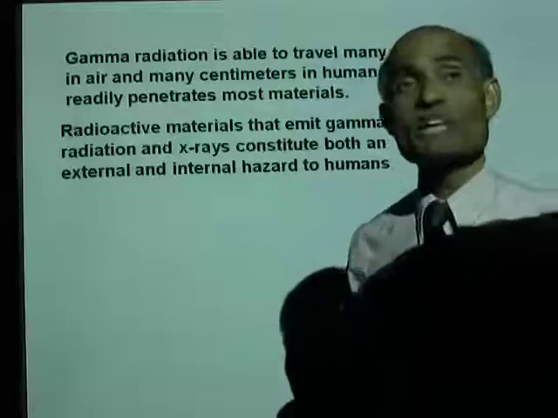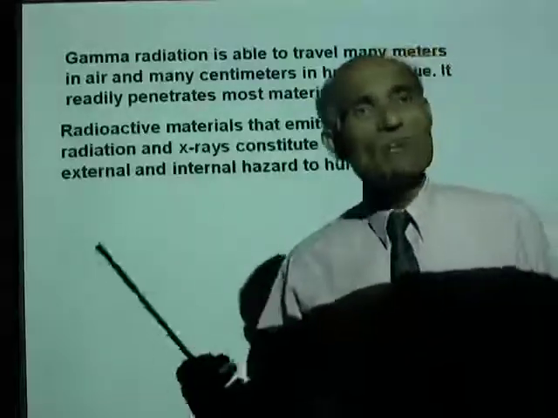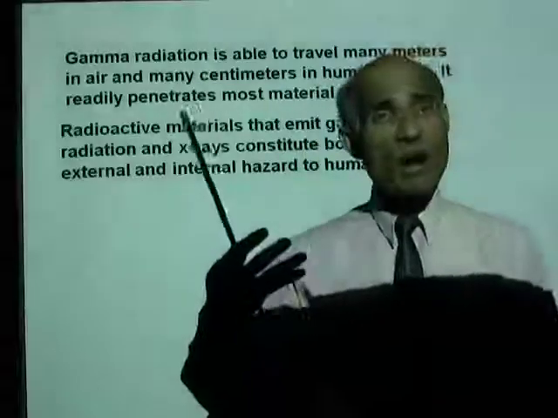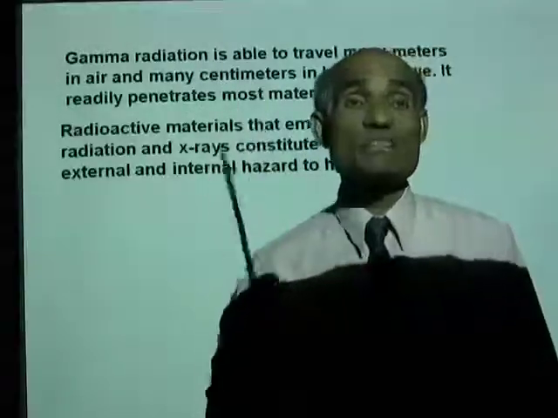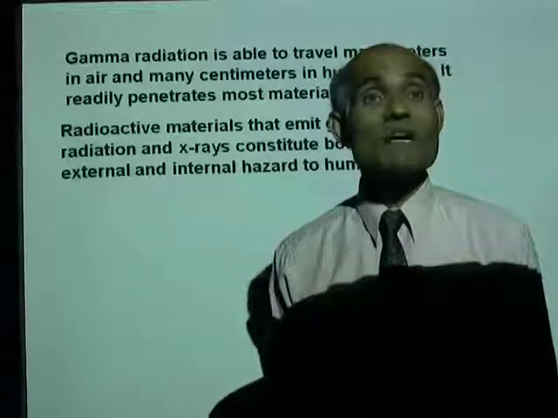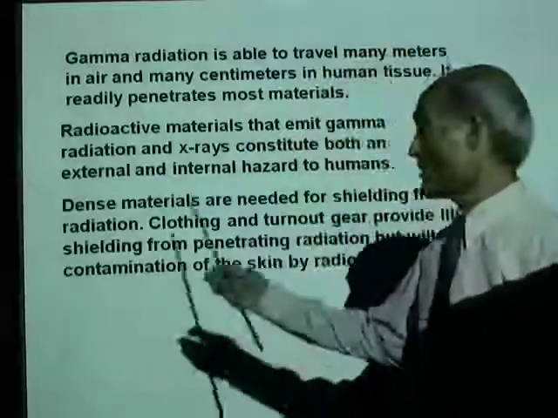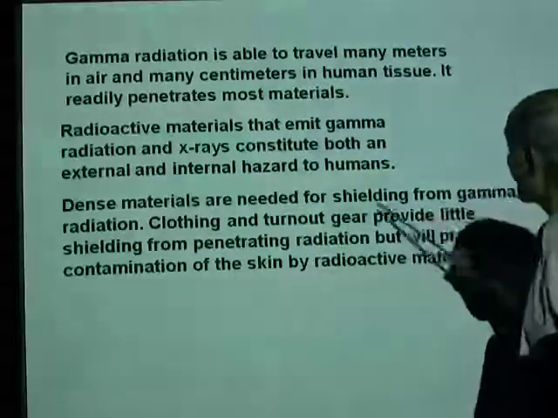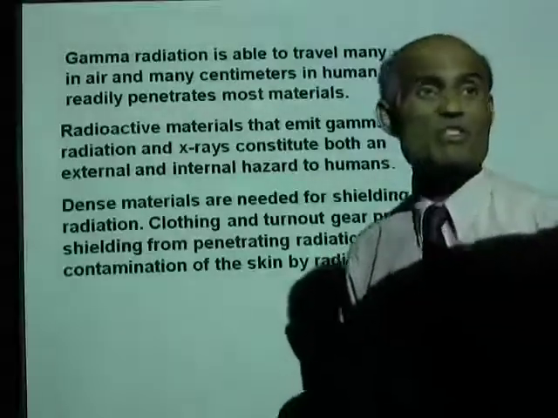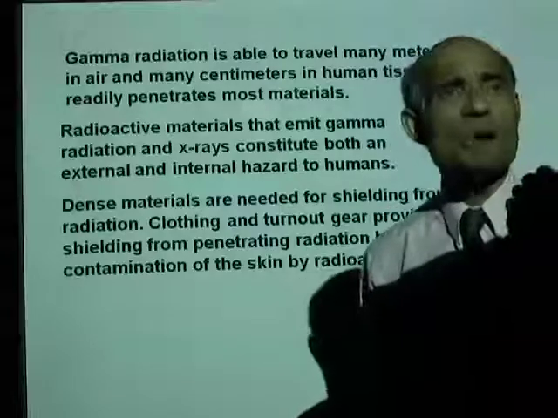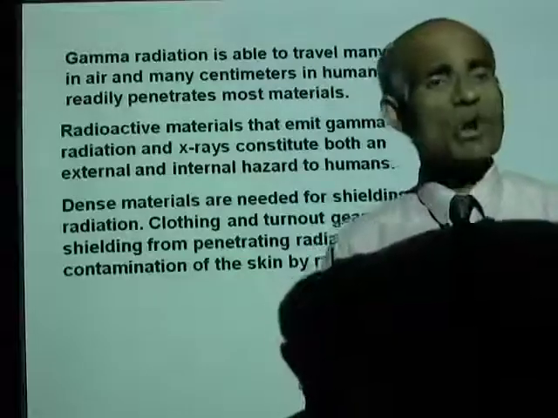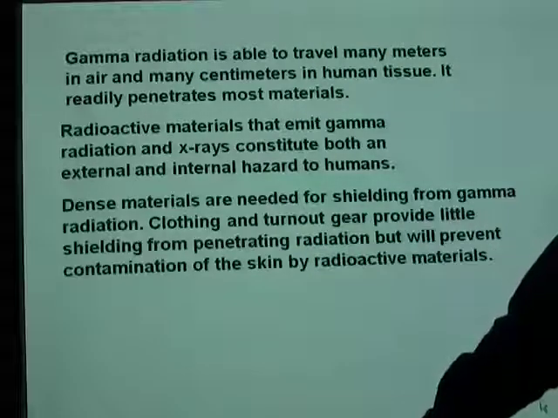So when we talk about the hazardous radiations, mostly we are talking about gamma and X radiations, which are very harmful to the human tissues. Well, that doesn't mean the other radiations are not. Alpha and beta are also damaging. Now, dense materials are needed for shielding from gamma radiations. In fact, gamma radiations really cannot be stopped by thick clothing. Strong gamma radiations can be stopped only by thick lead sheets.